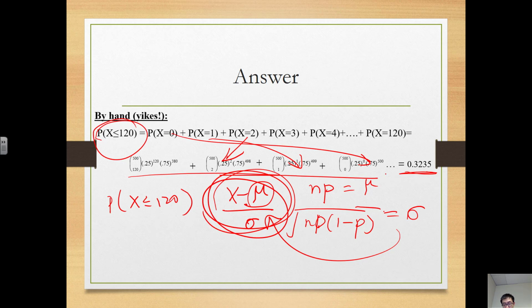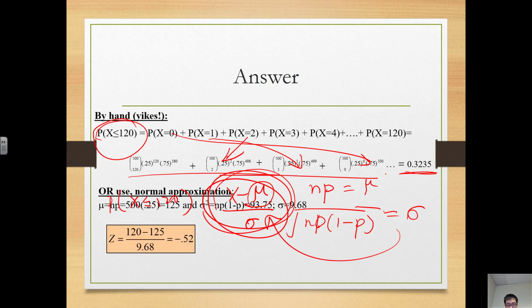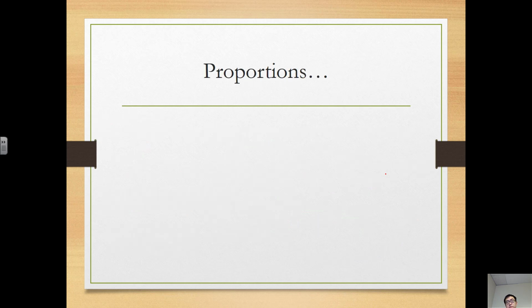And you can see, if you calculate yourself, this is the z-score, and the probability is 0.30. It's really close to the exact answer. So we can use normal distribution to approximate binomial distribution. That is much easier. So what about the proportions?